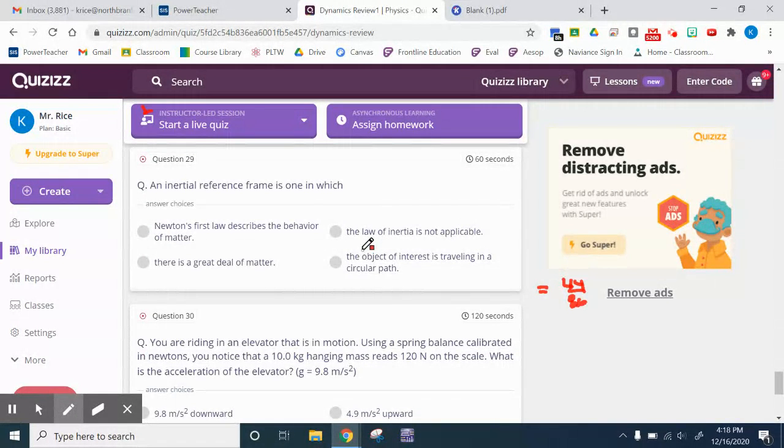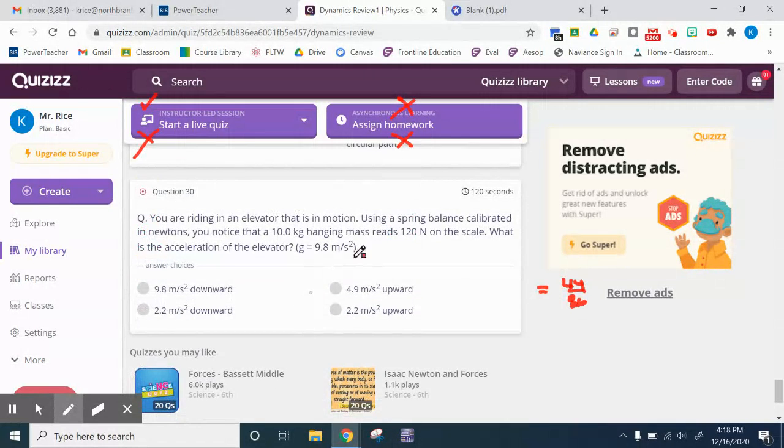An inertial reference frame is one in which, of course, inertial reference frames are ones where Newton's first law describes the motion of matter. Newton's laws work. There's a great deal of matter that doesn't matter. The object of interest is traveling in a circular path. That doesn't matter. The law of inertia is not applicable. That's the opposite of the answer.